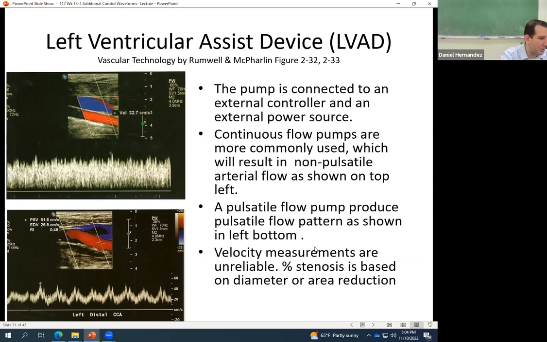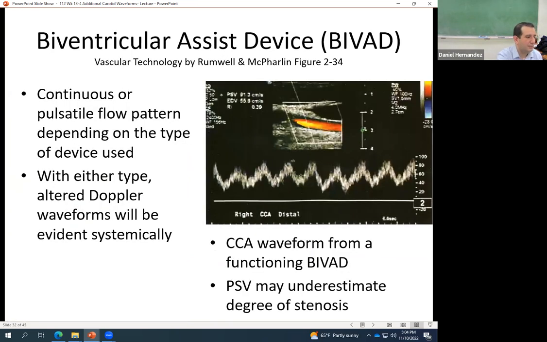Again, our velocity measurements are unreliable in patients with an LVAD because it's not the heart that's pumping, it's this machine. So you really have to go more based on your 2D assessment and your color assessment. Someone with a biventricular assist device.